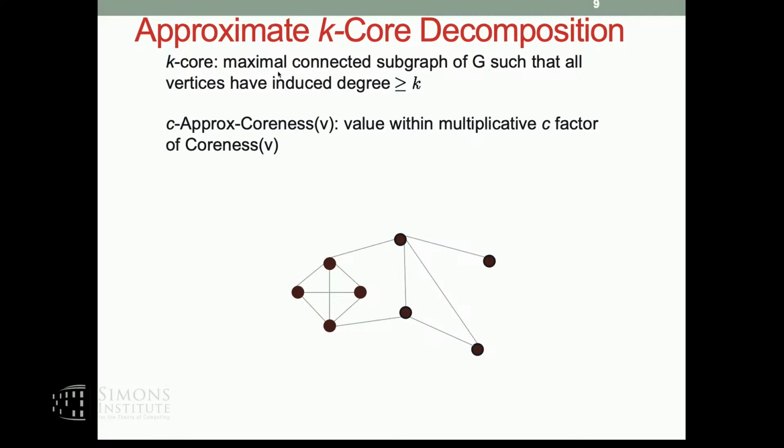Is there no known parallel algorithm for it? Well, getting better than a 2 approximation for k-core is P-complete. So there's a proof showing that it's very unlikely that you can get better than a 2 approximation, assuming some complexity results. It is known. Yeah.